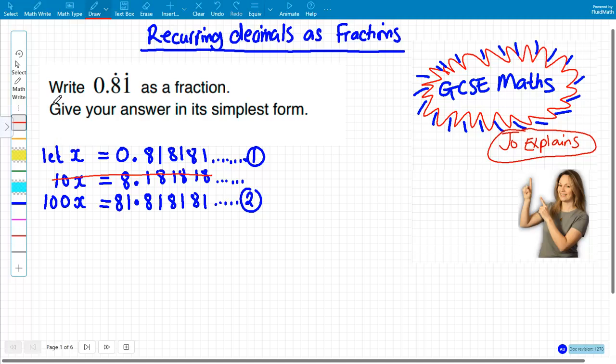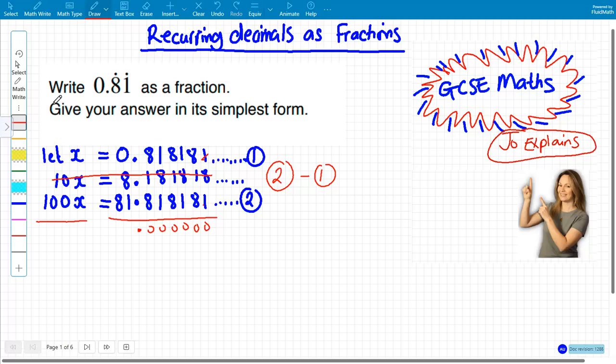So we're going to get rid of them. We're going to subtract them, like this. So we're going to say number 2, which is this line here, take away number 1. Okay, so when we subtract them, I am just going to write it out like this. So when we take them away, starting from here, 1 take away 1 is nothing. 8 take away 8 is nothing. So we've got them cancelling out over to the decimal point.